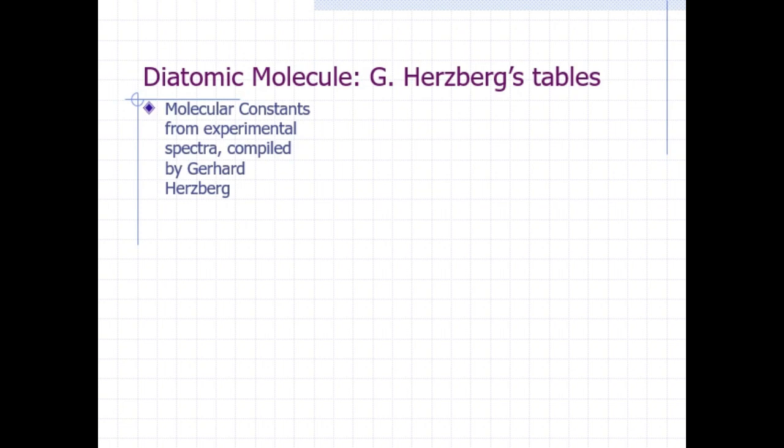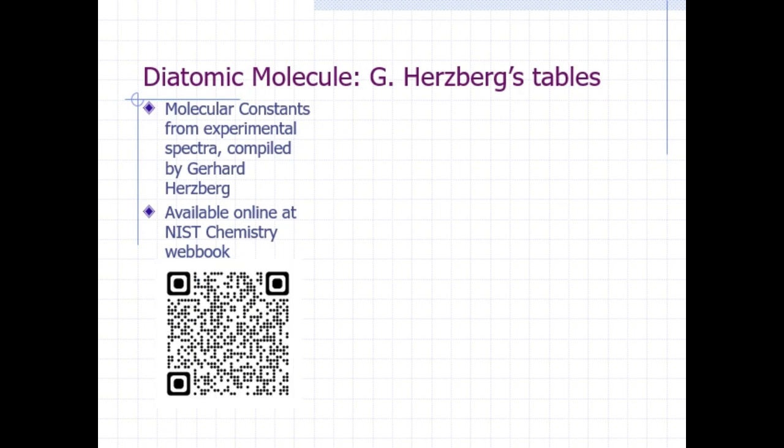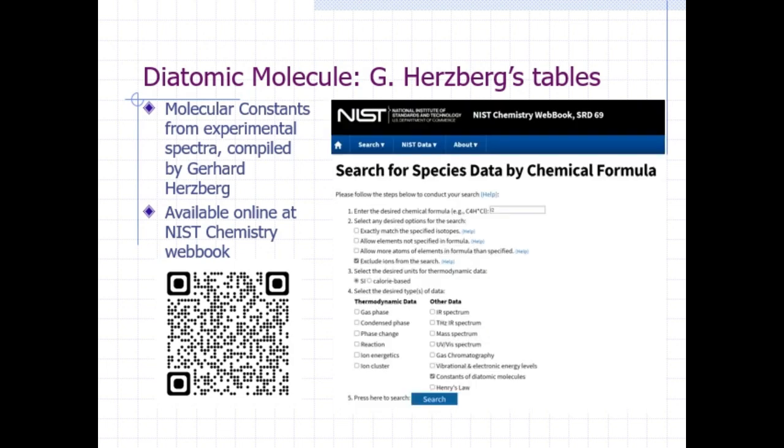An extensive compilation of electronic, vibrational, and rotational constants for diatomic molecules based on experimental spectra can be found in a monograph by Nobel Prize winner Gerhard Herzberg. The compilation is now available on the NIST Chemistry WebBook. It should be easy to search for the website. Using a smartphone, you can get to the search page on the website by scanning the QR code shown here. When this video was created, this is what the search page looks like.